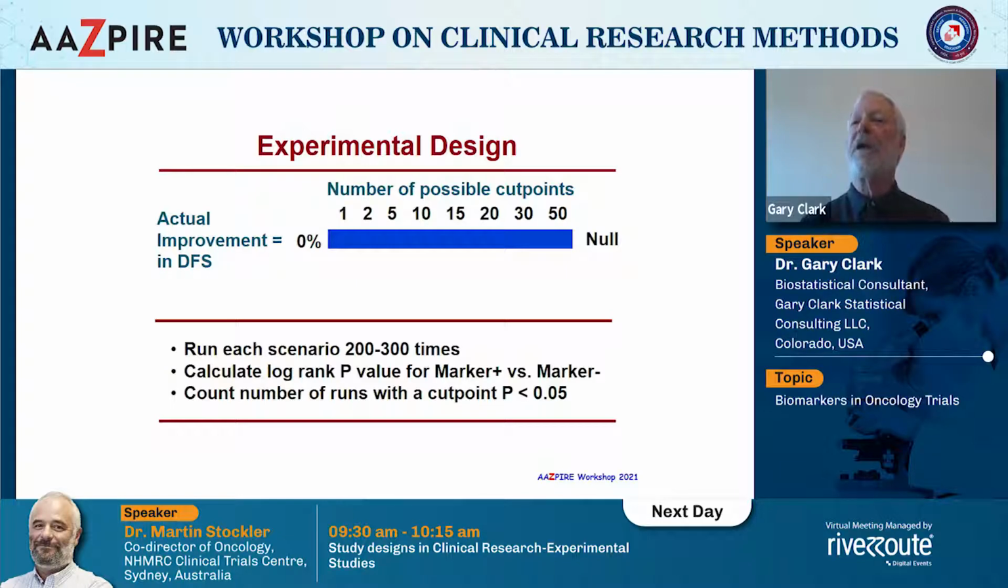And what she was doing is looking for a cut point to divide the biomarker into 2 sets. She calculated what we call a log rank p-value to compare the marker positive versus the marker negative subsets. And she did that for every single one of the possible cut points of the biomarker. And she counted the number of runs, or the number of clinical trials, that yielded a cut point of p less than 0.05. And that would be an indication of a statistically significant differentiation identifying a biomarker.